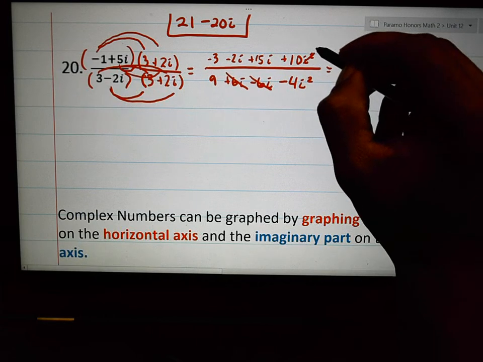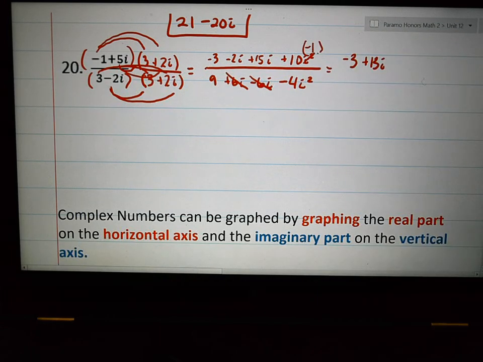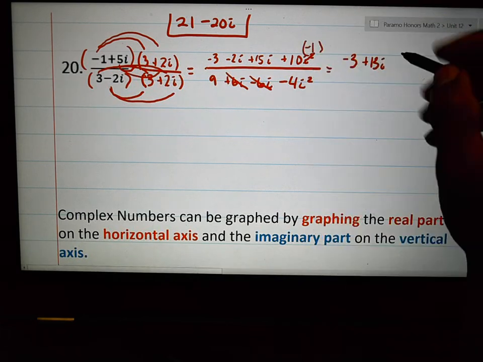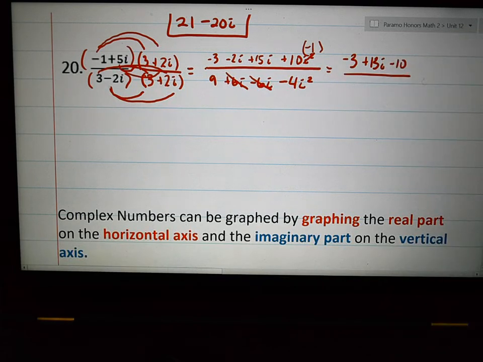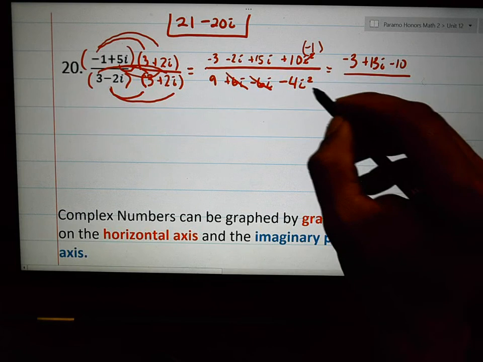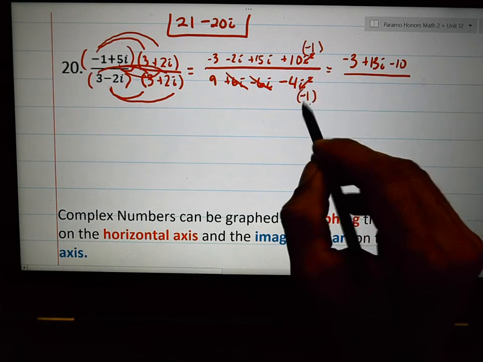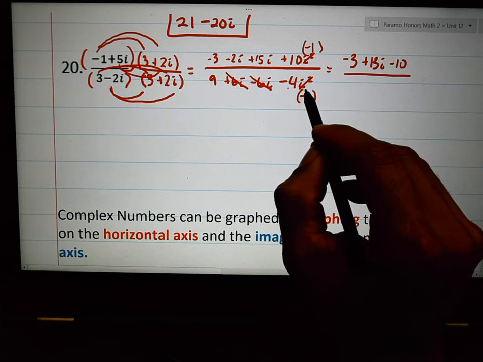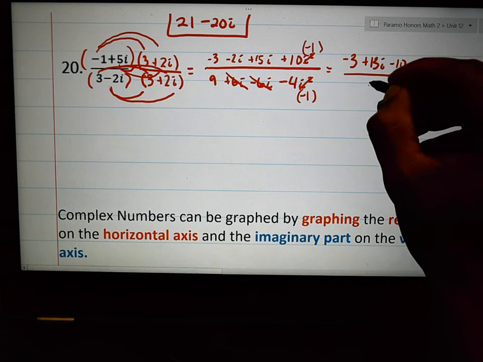I'm going to take it from imaginary to a real. That is going to be negative 1. It's multiplying. What does that do to the 10? It makes the 10 negative. Let's put that with the negative 3 when we simplify. I can do the same thing with this 4i squared in the denominator. That makes this negative 1. Negative 1 times that negative 4 makes a positive 4. 9 plus that positive 4 is 13.